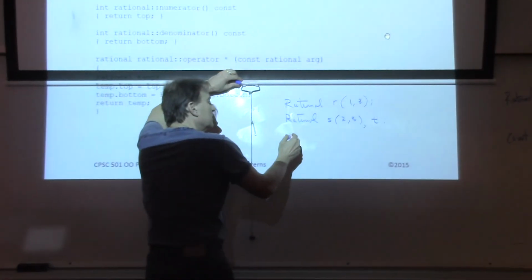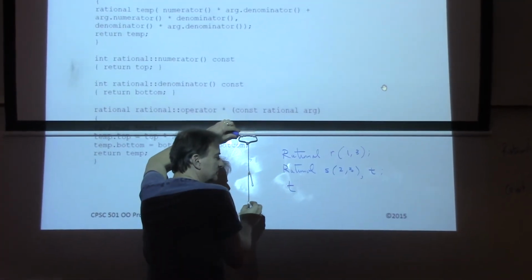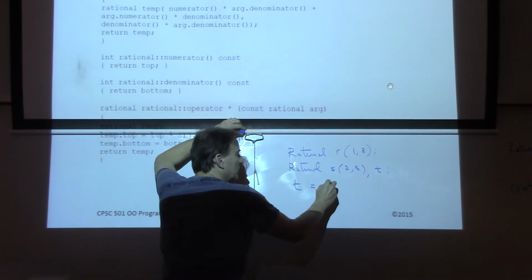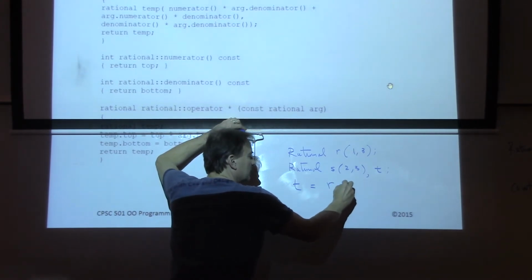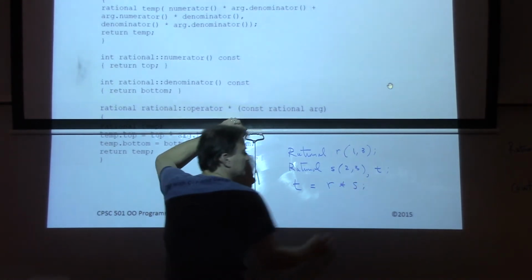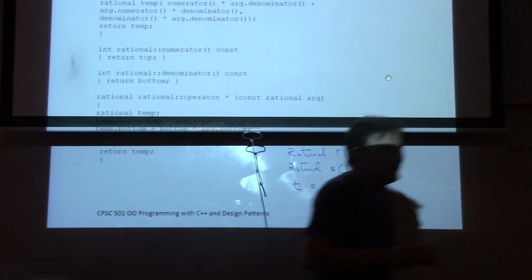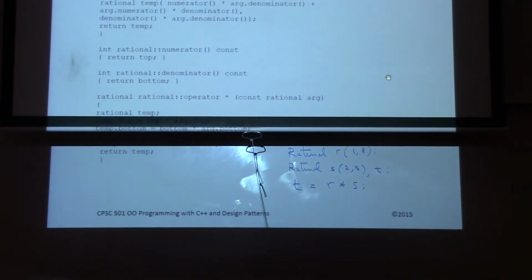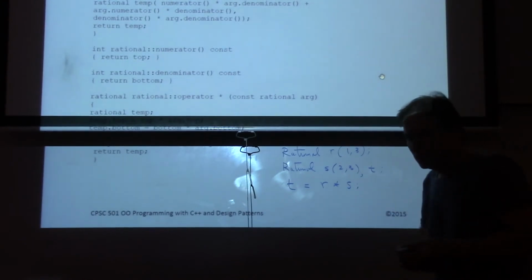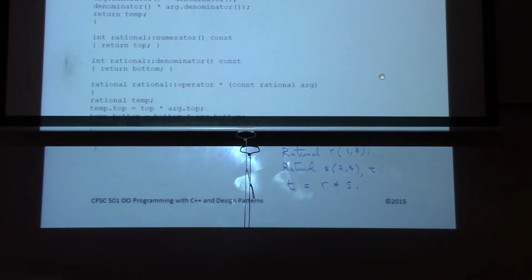So now what I want to do is say T is equal to R times S. Everybody immediately knows what that's doing. It says T is equal to R times S. Well, R is 1/3, S is 2/3. That's going to be 2/9. Right? Yes. It is going to be 2/9. So let's find out what the heck is going on here. As we look, see if I can raise it up a little bit.